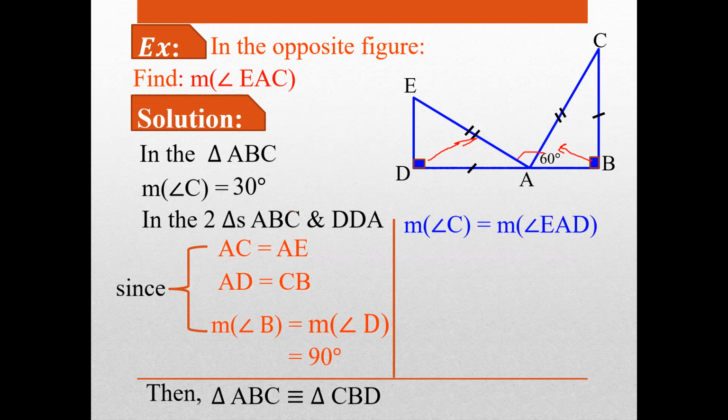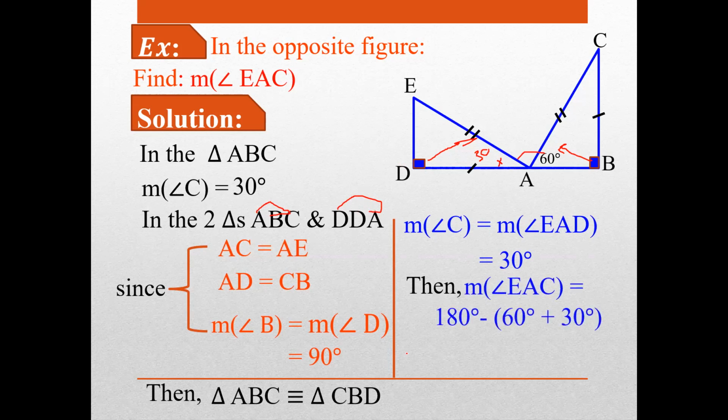The last letter. So angle ACB will be equal to angle DAE, this angle. So this angle will equal 30 degrees. Then the measure of angle AEC, our required angle, will be 180 minus the sum of 60 and 30, which equals 90 degrees.